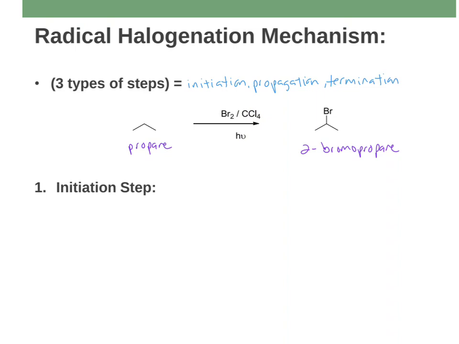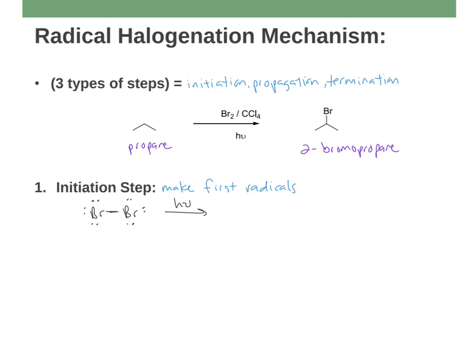So in step one, the idea is that we have to make the first radicals. So I'm going to start with my Br2 because I'm using light. I'm going to draw that all out, right? This is a mechanism, so I've got to draw all of these electrons. And what we said is that we're going to use light, so h nu.